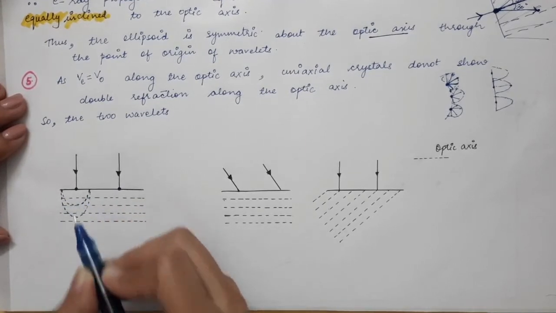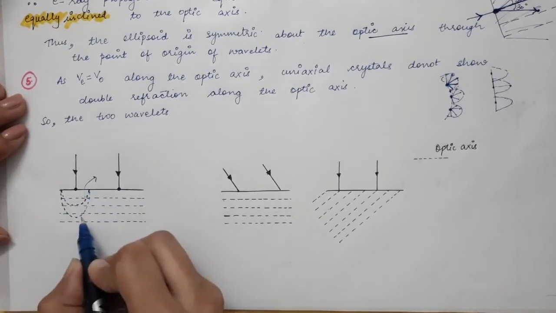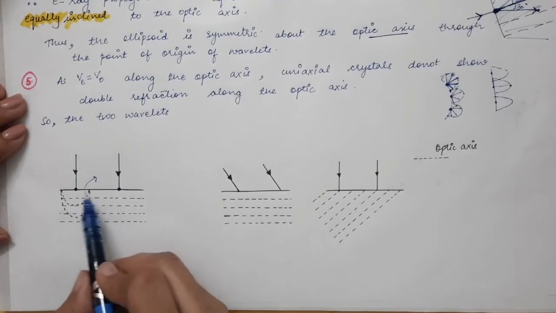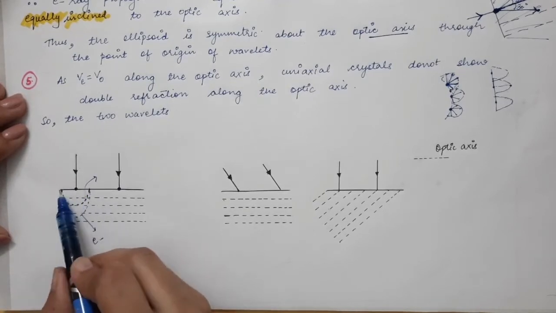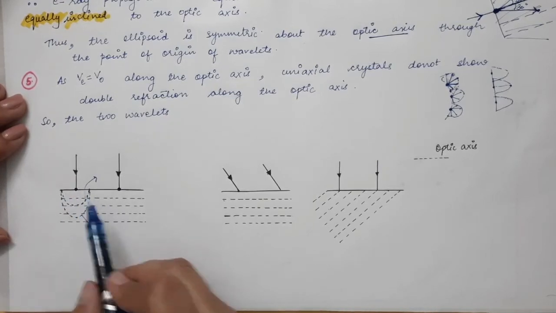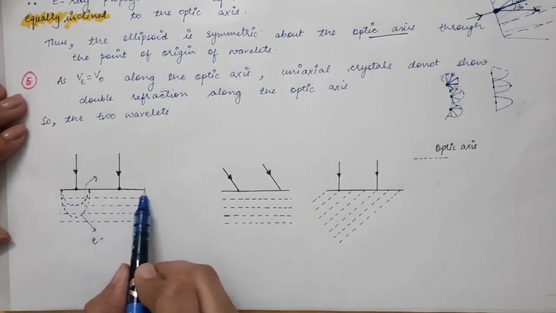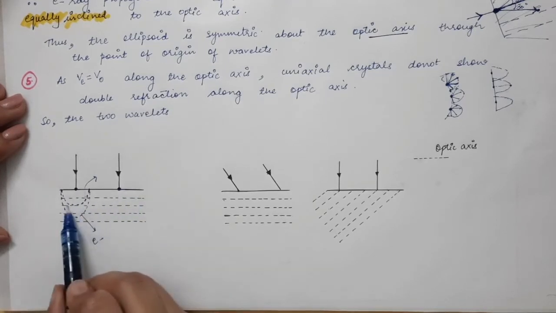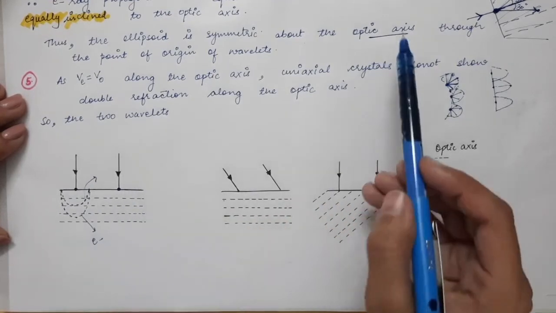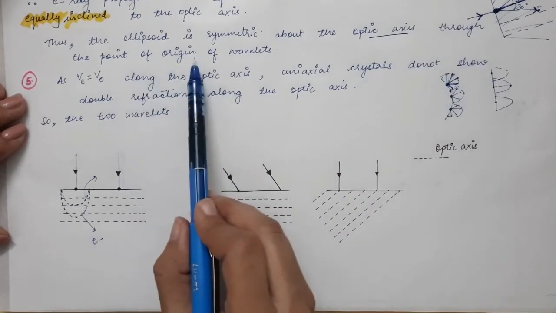For the case of the E ray, it will be ellipsoid, and you can see that these two wavelets, this one for the O ray and this one for the E ray, are touching at these two points over here. These points are along the optic axis. As we have said, this is the optic axis in the first figure, so this solid line will also be the optic axis. But only that optic axis has to be taken into account which passes through the point of origin of the wavelets.